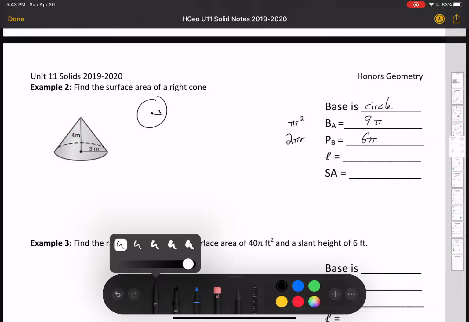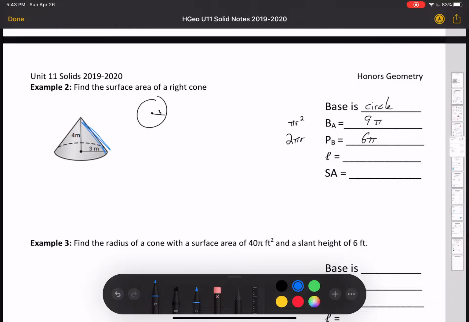Slant height, we don't know. So we're going to set that triangle up separately. And my slant height, after doing the Pythagorean theorem, is going to be 5. So now we can just plug it into the surface area formula. Surface area is equal to area of the base plus perimeter of the base times the slant height divided by 2. So our exact form for the surface area is 24 pi meters squared.